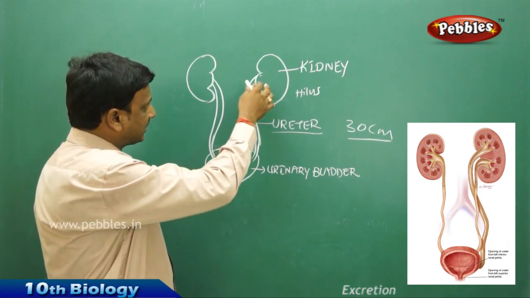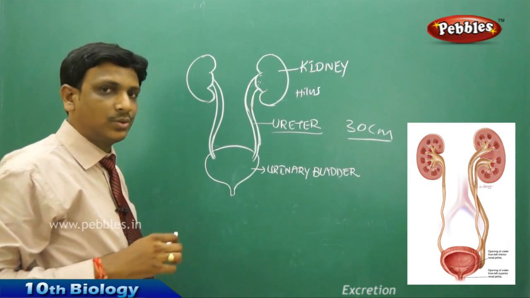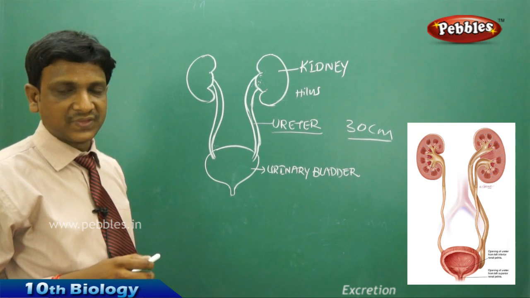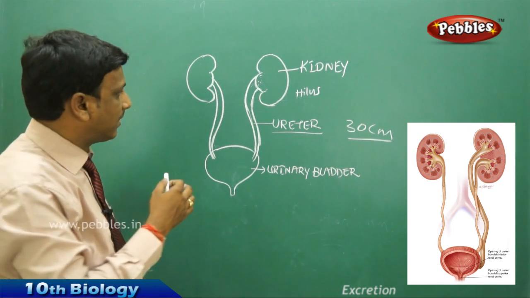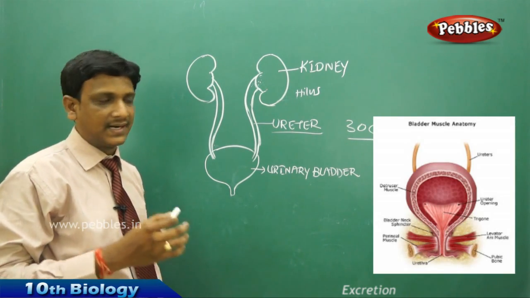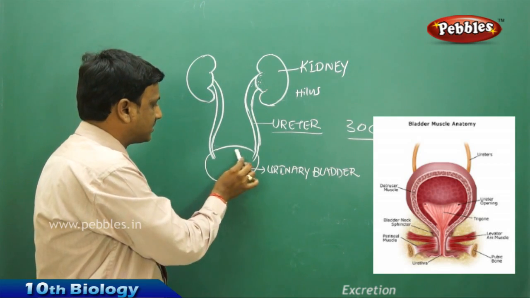Whatever urine is created in the kidneys is collected and transported to the urinary bladder by the ureters. The movement of urine takes place by movements called peristalsis. So peristaltic movements let the urine pass down into the urinary bladder. So here the urine is collected.